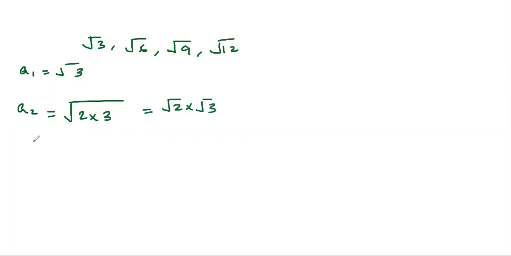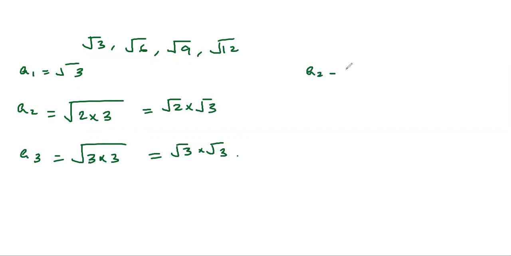In this case, the direct approach is a bit difficult. For that, just try to obtain the terms in terms of root 3. That is what we have to look at. So we can write here A1 as root 3. Now A2 is equal to root 2 into root 3, and A3 is equal to root of 3 into 3, that is root 3 into root 3.